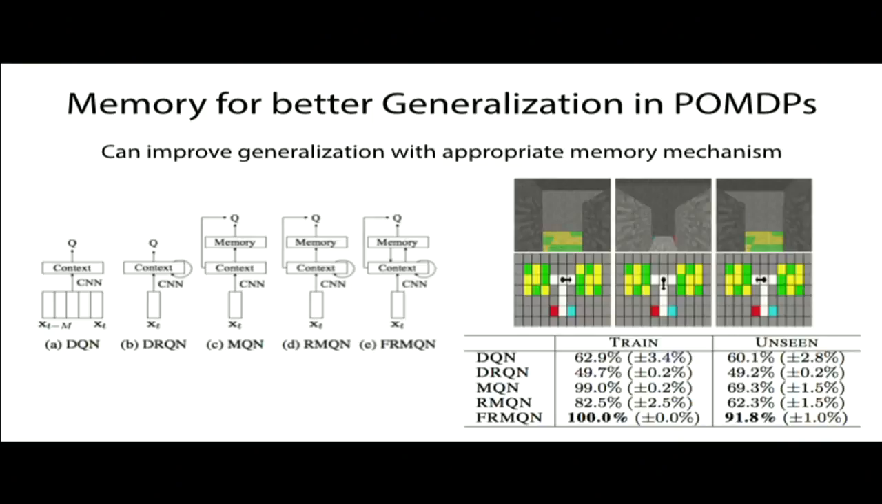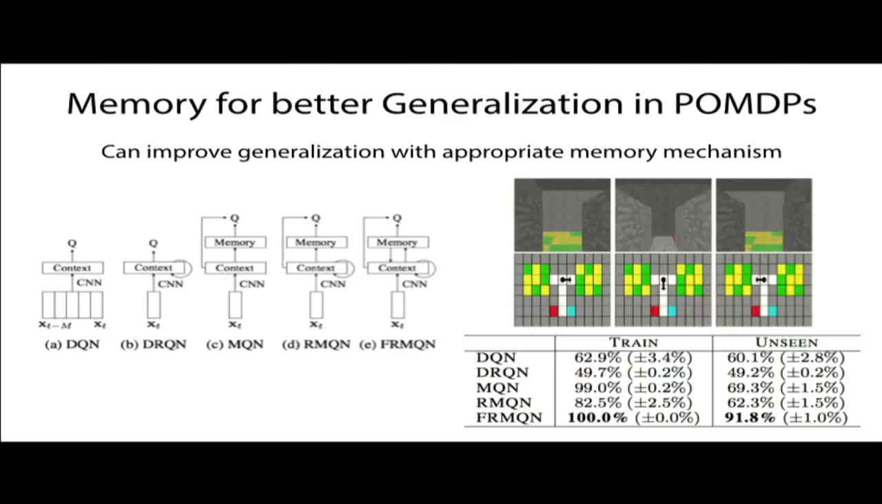Then the second two memory mechanisms were able to do pretty well on the training scenario, but generally were overfitting and not being able to perform well on the unseen scenarios. Whereas using the last memory architecture, they found that it was able to perform very well on the training examples and also generalize fairly well to unseen scenarios.